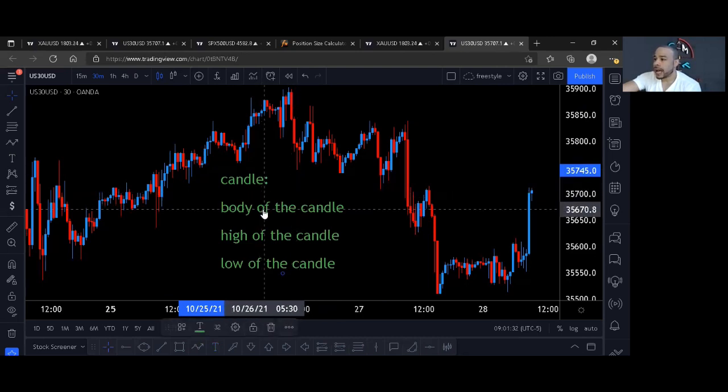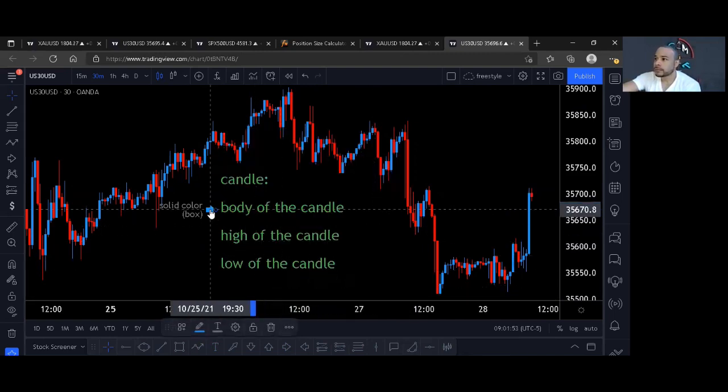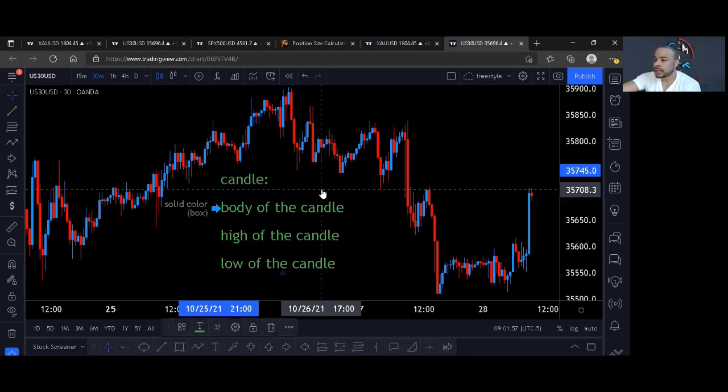Okay, the body of the candle, this is going to be your solid color. And this is what is going to create the box, the rectangle, whatever you want to call it. This is what's going to create it.